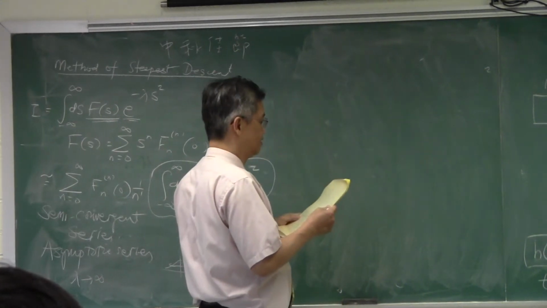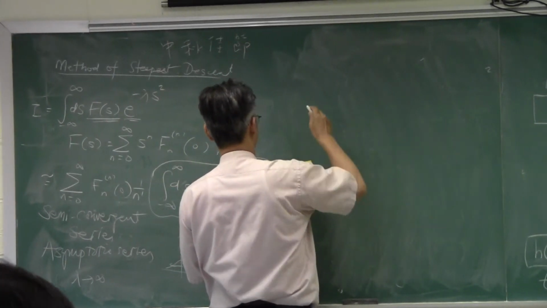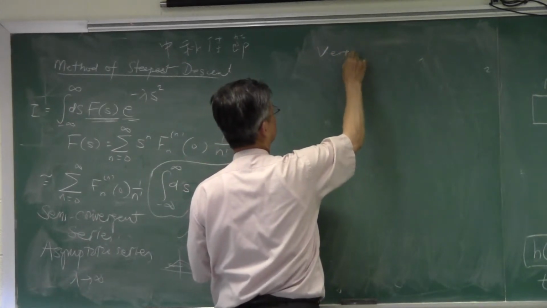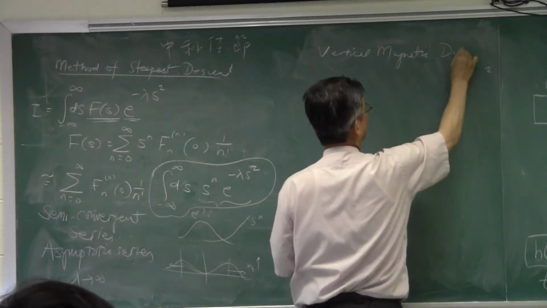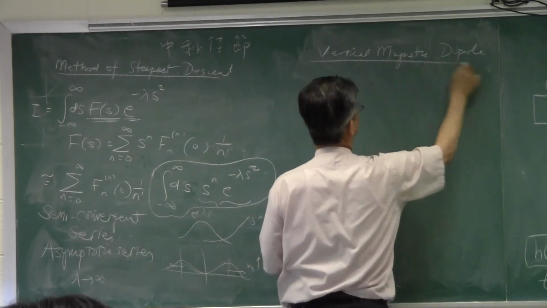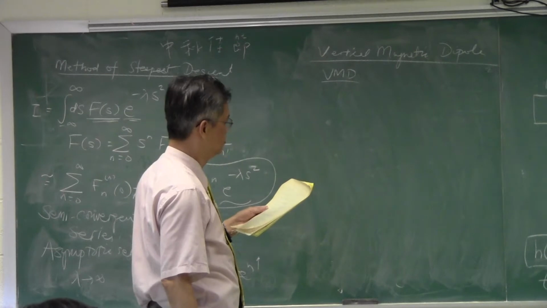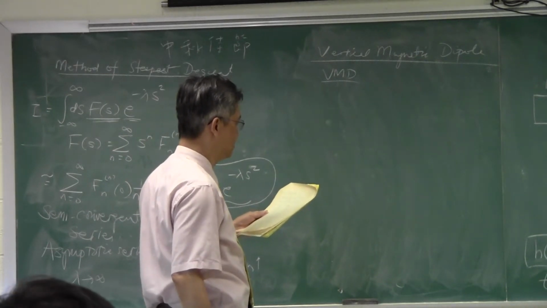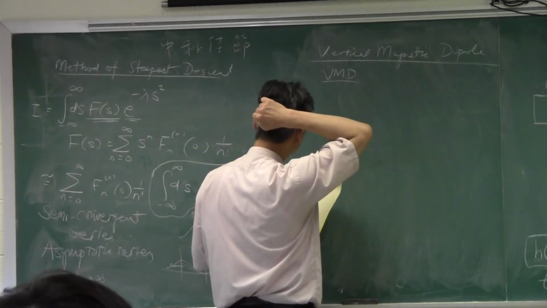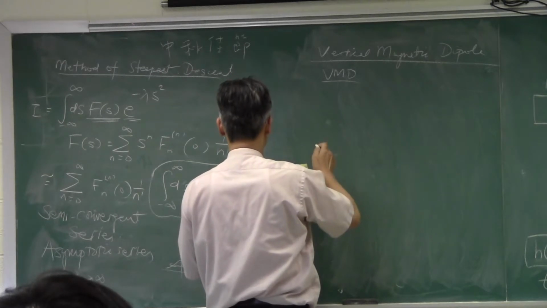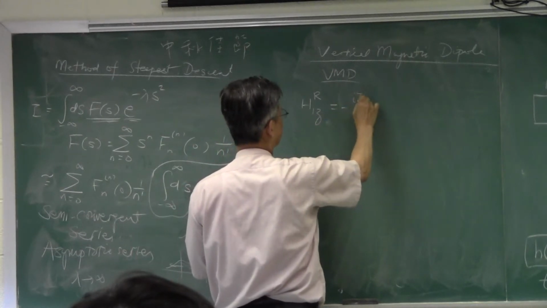Okay, let's look at the sum of an integral that we have. So let's look at the vertical magnetic dipole, or VMD case. Okay, in that case we work with HZ instead. And then we work with HZ, the reflected wave term will look something like this.